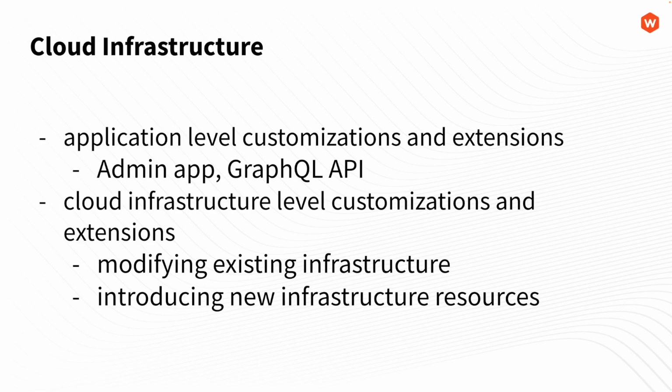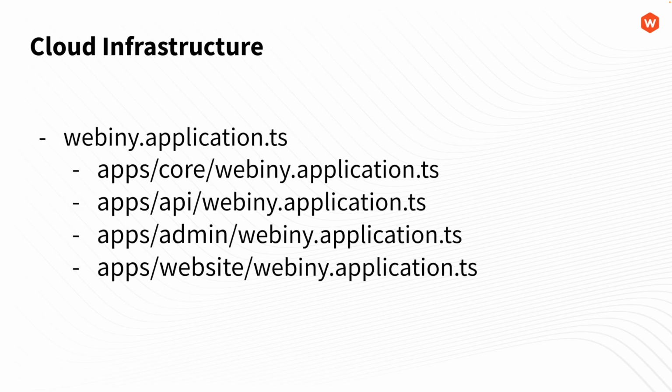Note that, unlike with the extensions that we've been creating in previous videos, cloud infrastructure customizations and extensions are performed via the four webiny.application.ts files, located within the folders of the four project applications of which every Webiny project consists. So in the apps folder, we have core/webiny.application.ts, api/webiny.application.ts, and the same goes for admin and website. Depending on the requirement that we have in front of us, we may need to add code in only one of these four files, but we may also need to add code in two or even all four files.